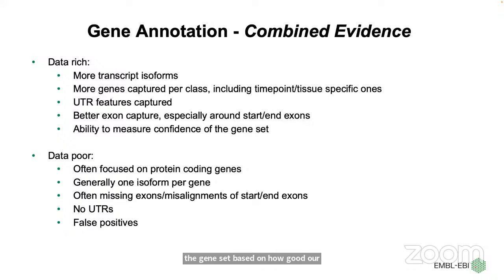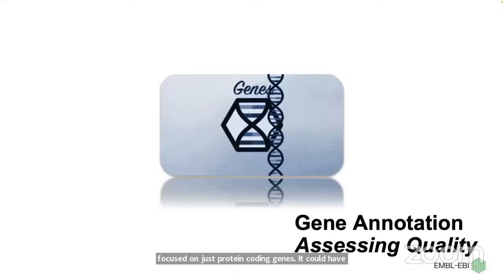And if the data is poor, we don't really have enough data. We often focus on just protein coding genes. We could have just one isoform per gene, and we could miss some exons. There could be some misalignments, no UTRs, and there could be a large number of false positives.